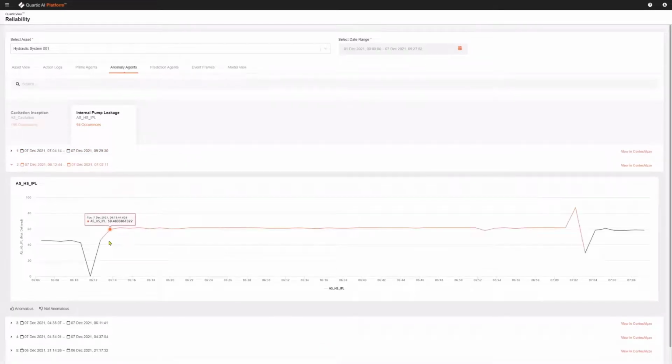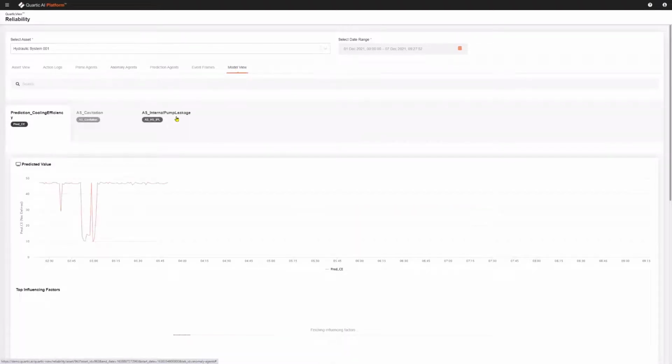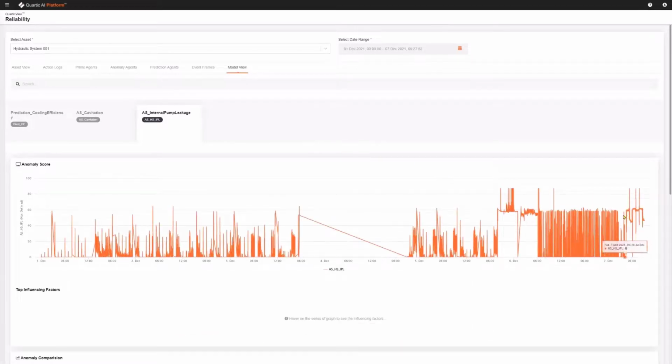But why did this happen? Yes, I had an anomaly and I could see a higher anomaly score, but what did the machine learning model actually pick up? What were the underlying factors contributing to this anomaly score? So this last occurrence was on December 7th around 6 a.m. And if I go into my model view for internal pump leakage, I'll be able to take a closer look at what actually triggered this.